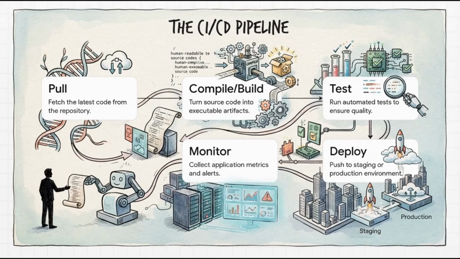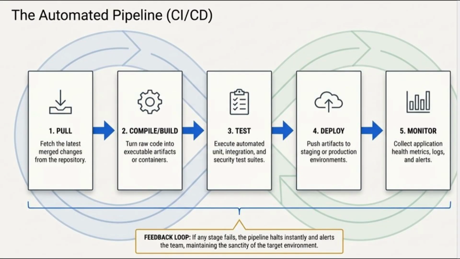The machine fetches the latest, freshly merged code right from the repository. What the team gets out of this is the absolute guarantee that the machine is working with the most up-to-date version. Stage 2 is compile, or build. The machine turns that human-readable source code into executable artifacts. The team gets a runnable version of their application.